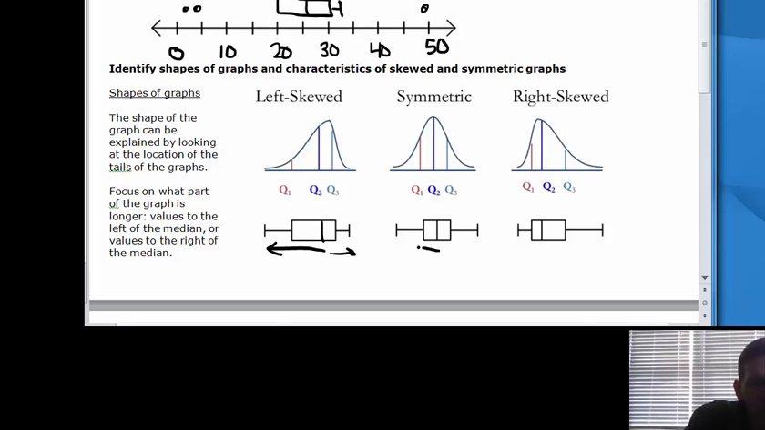If it's about even on both sides, we say that the graph is symmetric. And if you notice that from the median to the third quartile, or the median to the maximum, is a lot longer on the right side than the left side, that indicates a long right tail, and the graph would be right skewed.